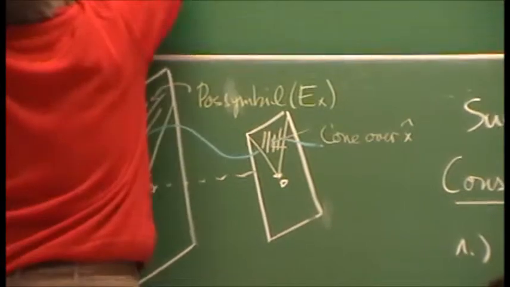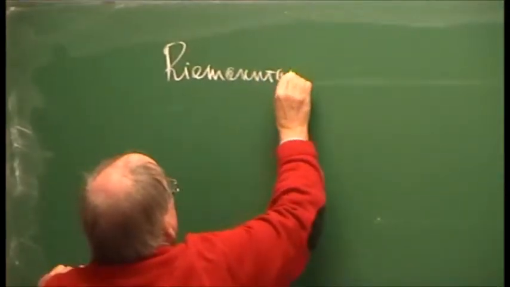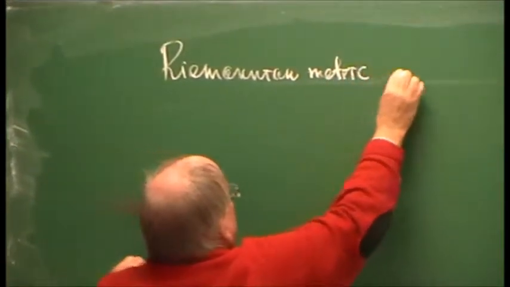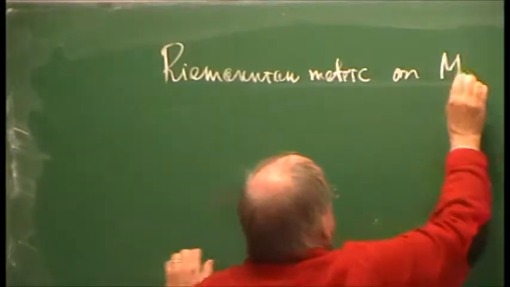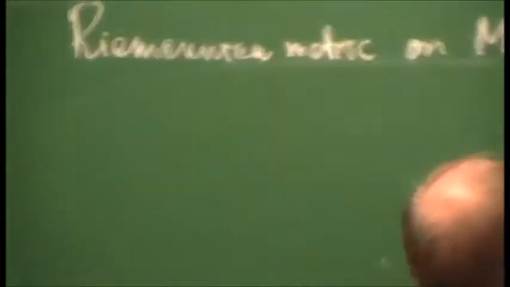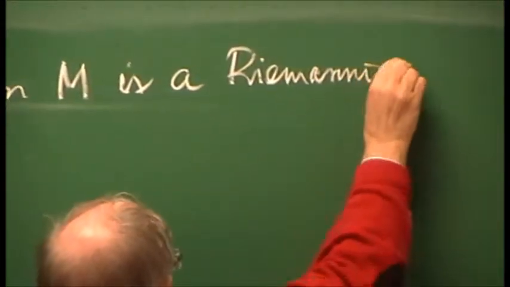So a Riemannian metric, since you asked me to really write things down more than just saying, a Riemannian metric on a manifold, not on a bundle, is a Riemannian bundle metric on the tangent bundle.